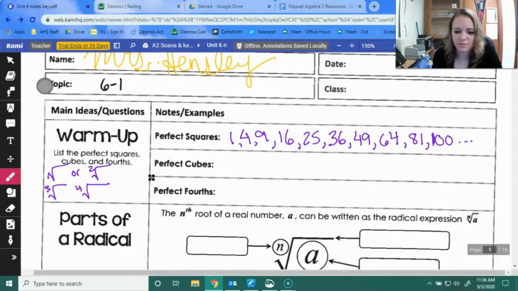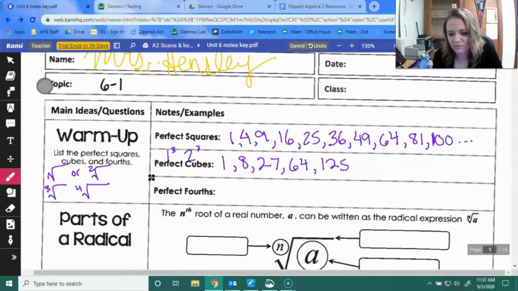Perfect cubes are the same idea. You just start off by doing 1 cubed, which is 1, 2 cubed, which is 8, 3 cubed, which is 27, 4 cubed, which is 64. Some of these I don't have memorized, so I'll just start reading them off. 125 is 5 cubed, 6 cubed is 216, 7 cubed is 343, and we could go on, but you get the idea. So I can cube root all of these numbers, and they come out to be nice and easy integers, whole numbers.